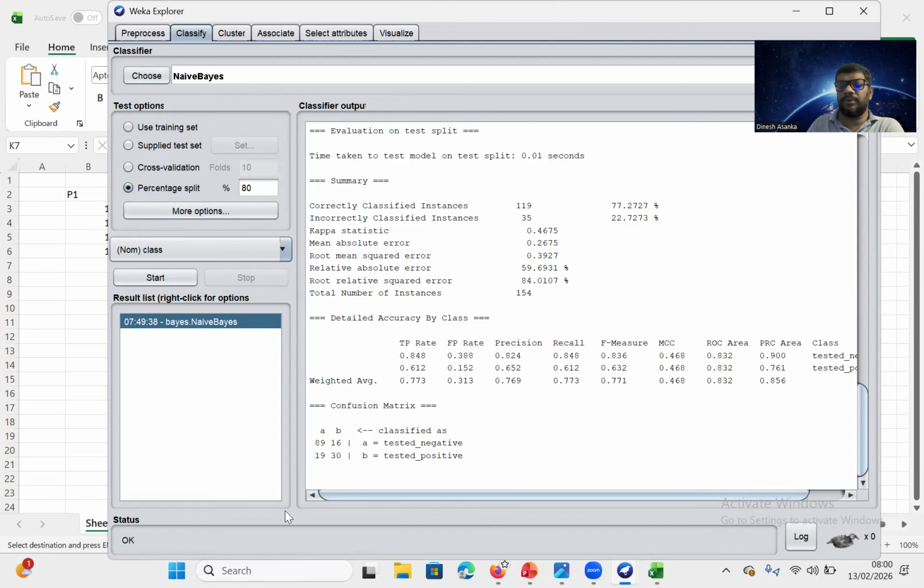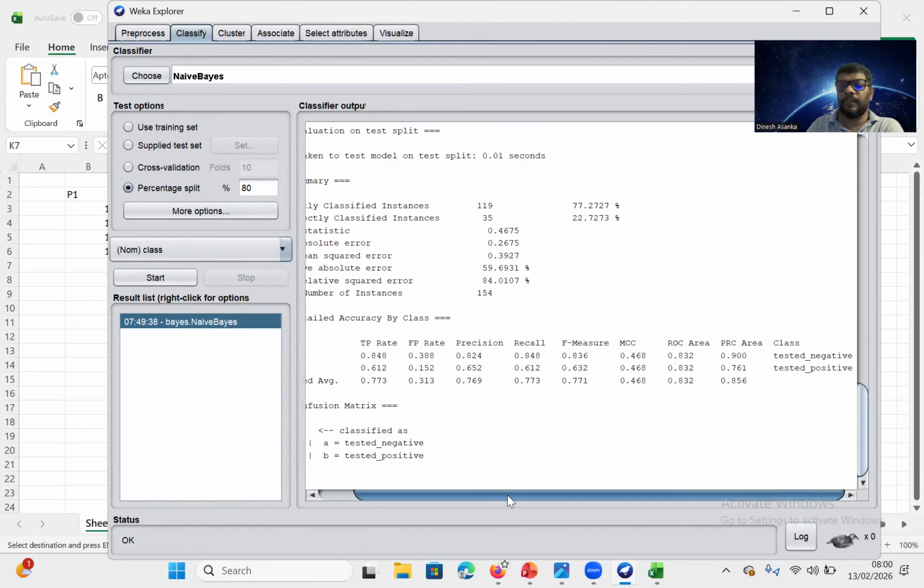Right. So now let's dig into more details about this. We are targeting the tested positive side, so we are looking into this. Our focus should be on this. We are interested in these four parameters: precision, recall, F measure, and the MCC value. Right. So our focus is on positive cases.